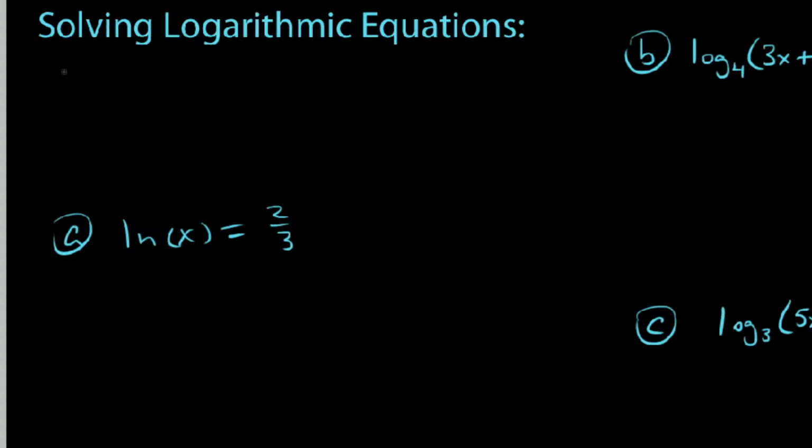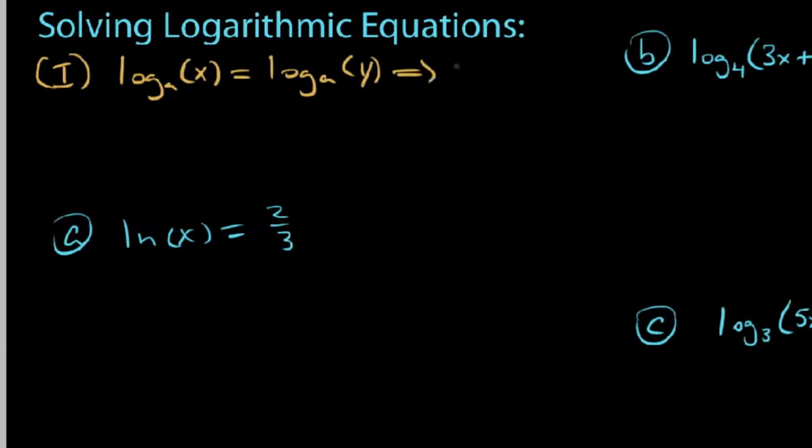Recall that we have a one-to-one property when it comes to logarithms. That is, if we have two logs, let's say they both have base a, so log base a of x were to be equal to log base a of y, then this would imply that their arguments in there would have to be the same thing. That would be true if and only if x was equal to y.